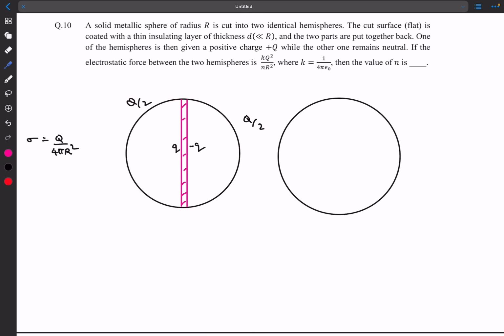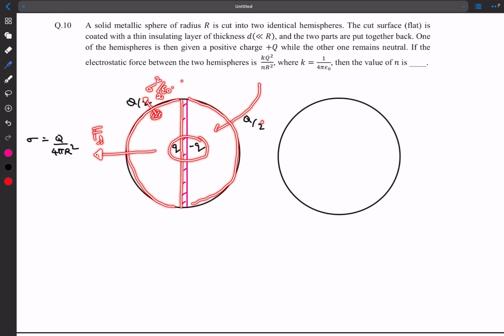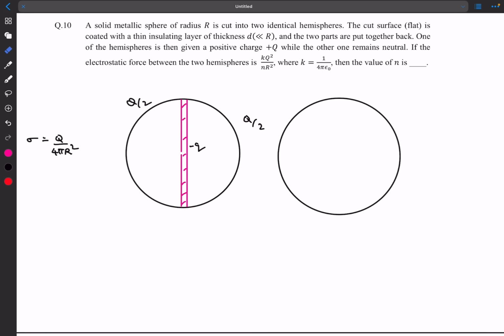Now let's talk about the forces acting on one of the hemispheres. First we'll use the electrostatic pressure idea. The electrostatic pressure at the surface is sigma squared by 2 epsilon naught, right? And we can multiply it with the projected area of this hemisphere. This will give us the repulsion force by the surface charges present on the other hemisphere. F1 is just the force due to the surface charges present on the other hemisphere. And this charge will also be capital Q by 2, and this will also be negative Q by 2.